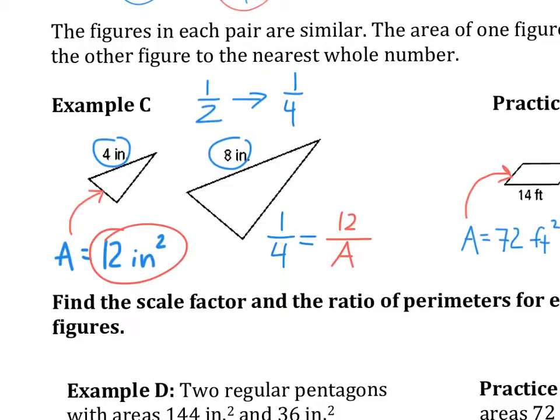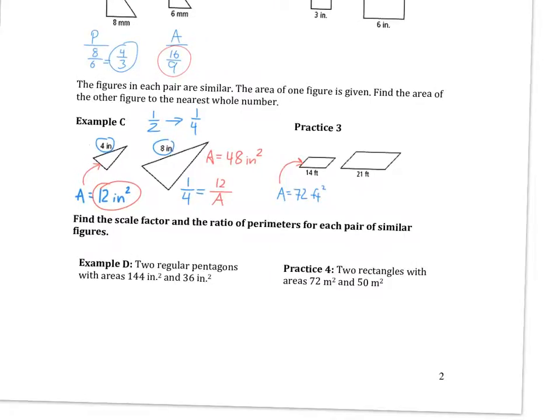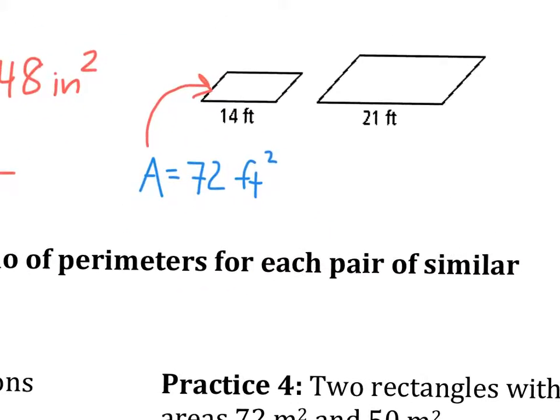You can cross multiply or whatever. It's actually easier just to say times 12 that way. So times 12 this way. So the area of the large one has to be 48 square inches. Like so. So take a moment to work on the other one, given that this one is an area of 72 square feet.